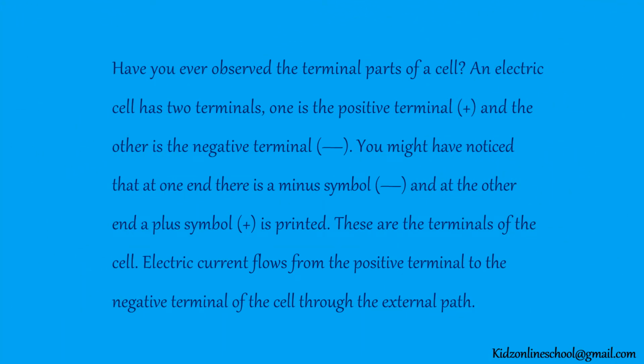Have you ever observed the terminal parts of a cell? An electric cell has two terminals. One is the positive terminal and the other is the negative terminal. You might have noticed that at one end there is a minus symbol and at the other end a plus symbol is printed. These are the terminals of the cell. Electric current flows from the positive terminal to the negative terminal of the cell through the external path.